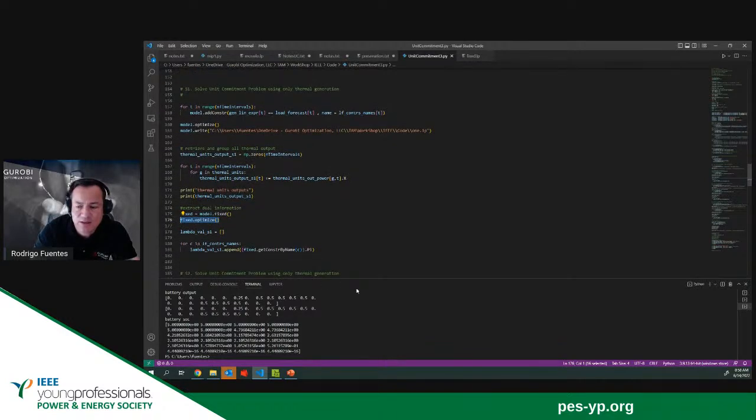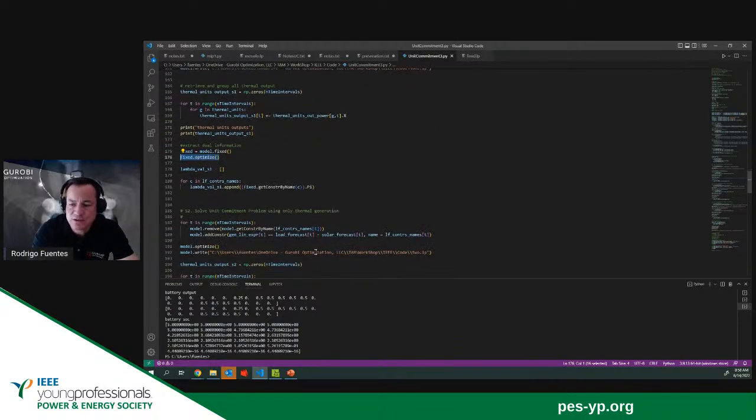When we do this, we can extract the pi attribute from the constraint for which we store the names, remember? And this is going to be the dual value of that constraint. So basically the dual value of every power balance equation for each time interval, that's the lambda value for our energy.